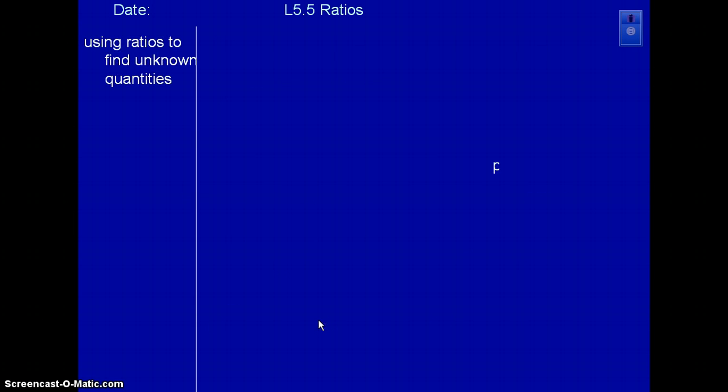Using ratios to find unknown quantities. There really are two ways to do this, depending on which way you prefer. I will show you both of the ways. You're welcome to use either in the classroom, as long as you are, of course, showing your work.